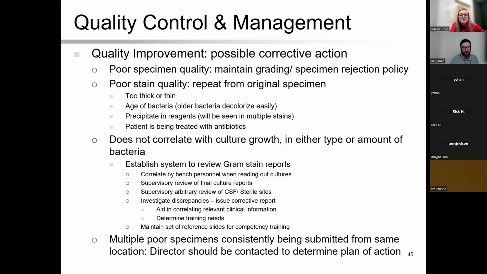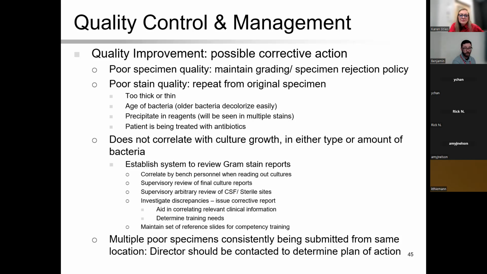So most labs will have a rejection policy for stuff like sputums. So we talked about that a little earlier. There are certain things that can affect the quality of your gram stain. The specimen can be too thick or thin. So you're either going to get a lot of precipitate or you're going to get a lot of washout.